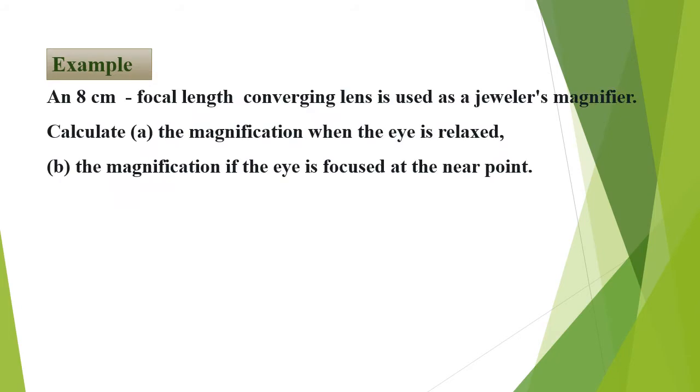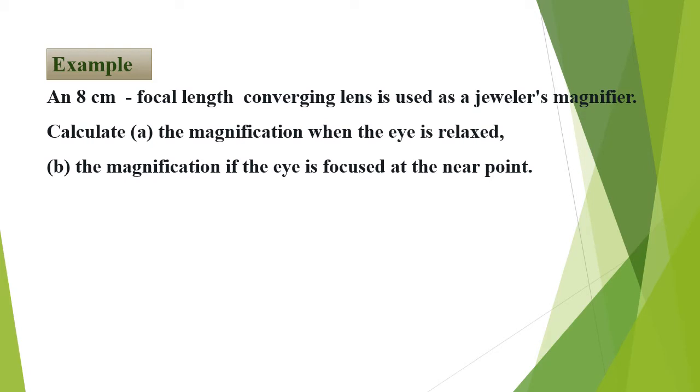An 8 cm focal length converging lens is used as a jeweler's magnifier. Calculate, first, the magnification when the eye is relaxed. Second, the magnification if the eye is focused at the near point. First one is the relaxed eye case, second one is the strained eye case.